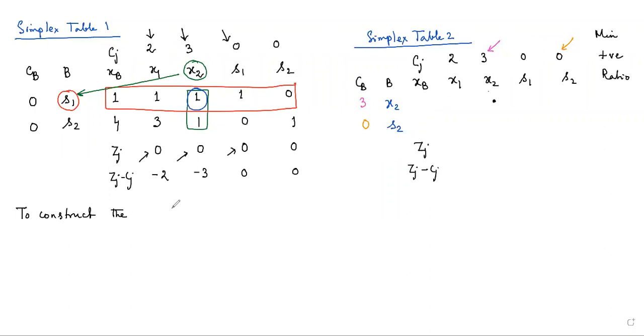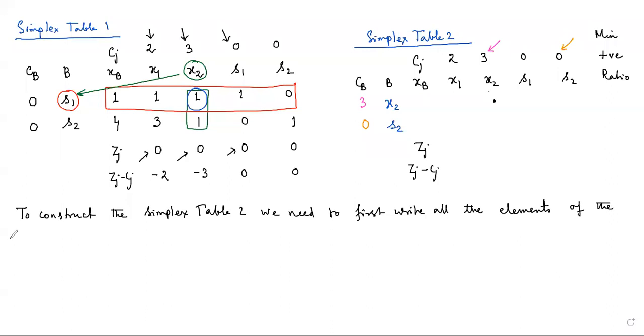So to construct the simplex table 2, we need to first write all the elements of the pivot row so that the pivot number comes out to be 1. This particular statement is very confusing, I know, very well.